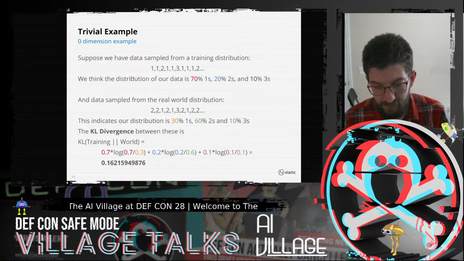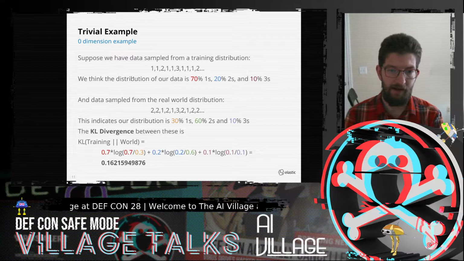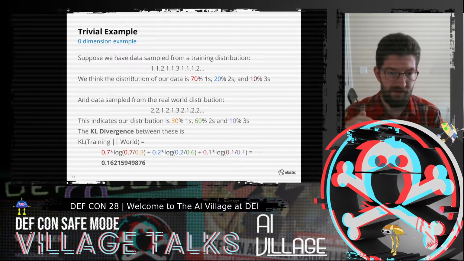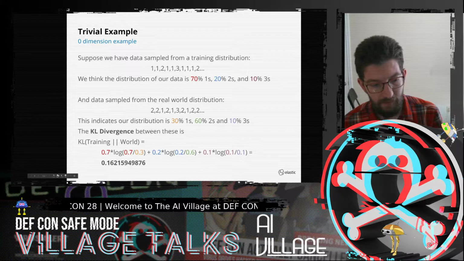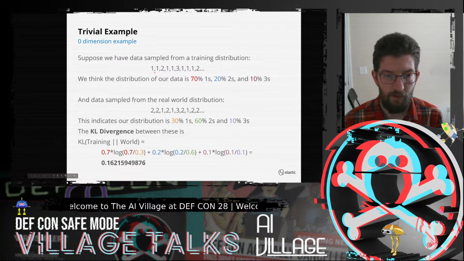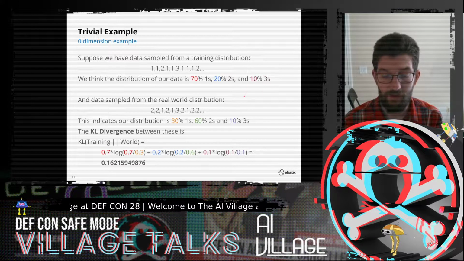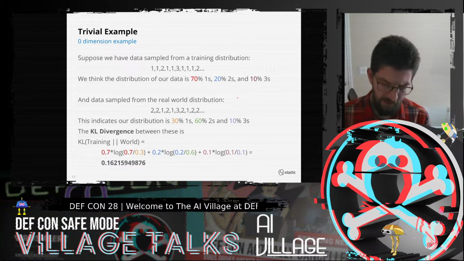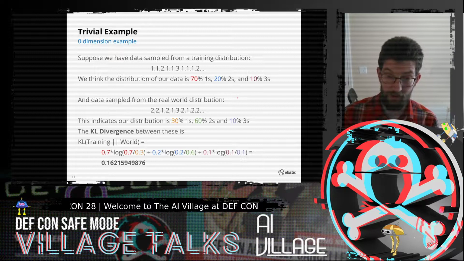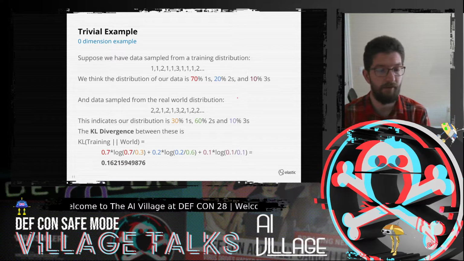So, a trivial example of drift. In this case, we have two distributions. We see the one on the top. Let me get a pointer. The one on the top is 1, 1, 2, 1, 1, and so on. So 70% of our data is 1s, 20% is 2s, and 10% is 3s. And so we train a model and we deploy it. And this is our data from March, and this is what we expect to see in the universe.